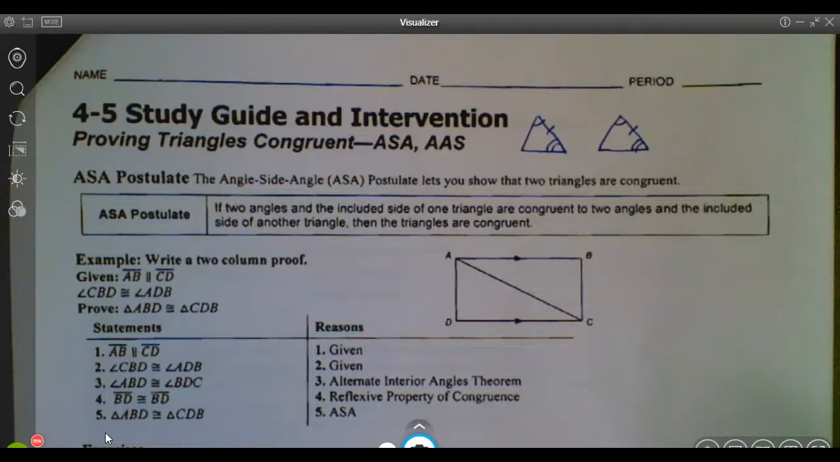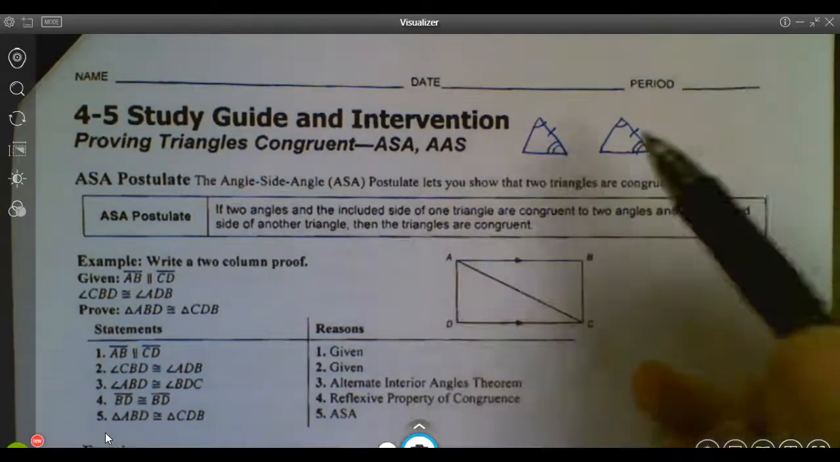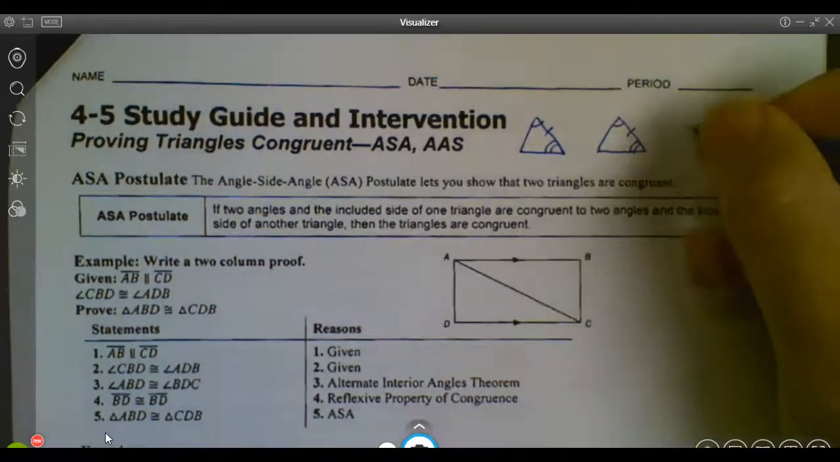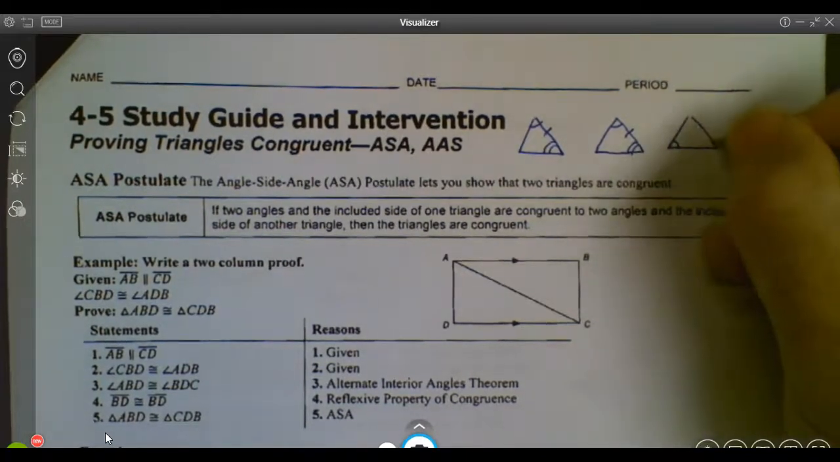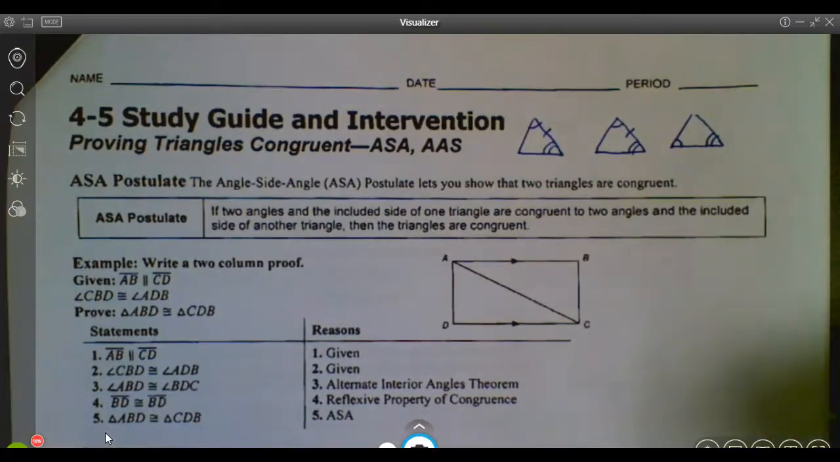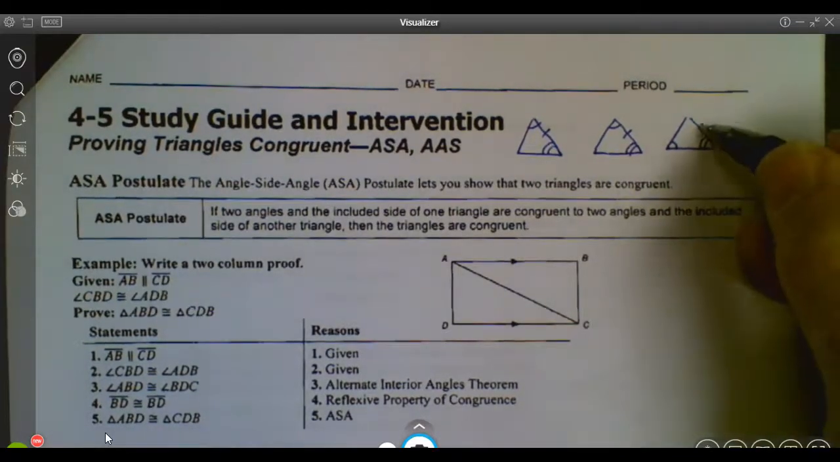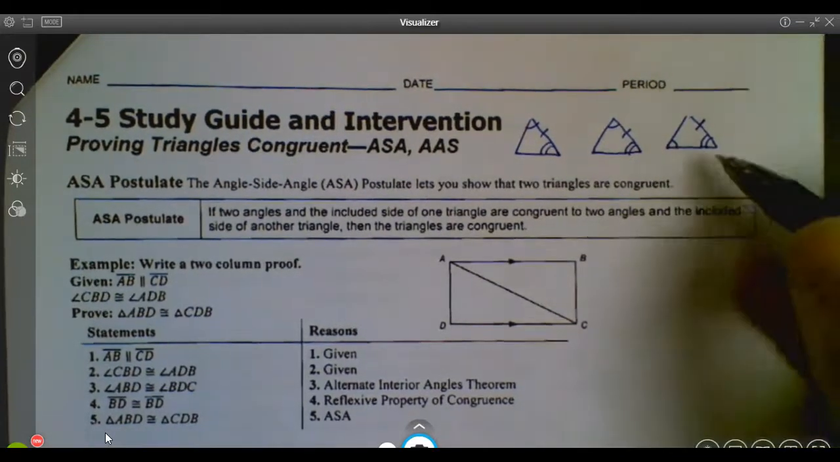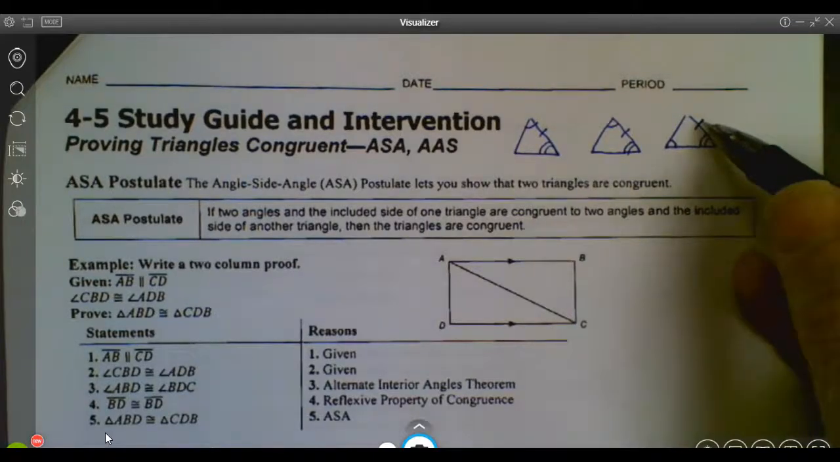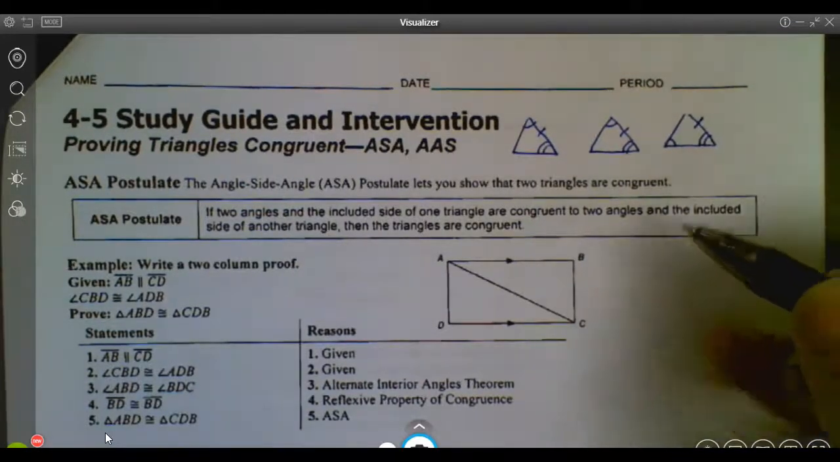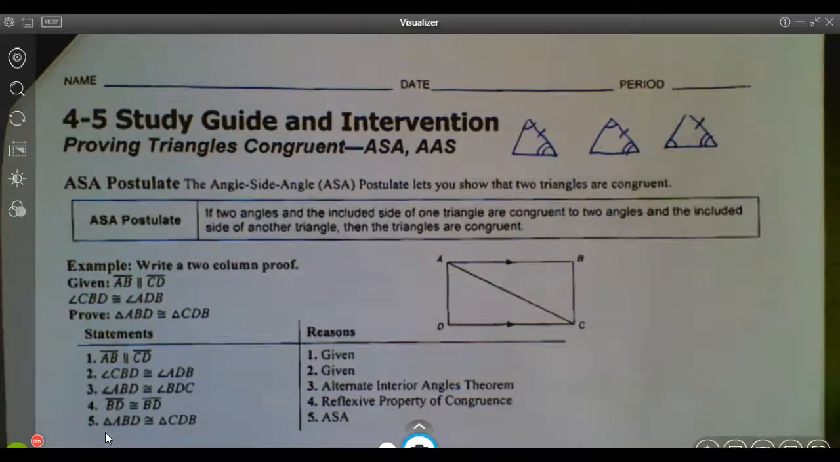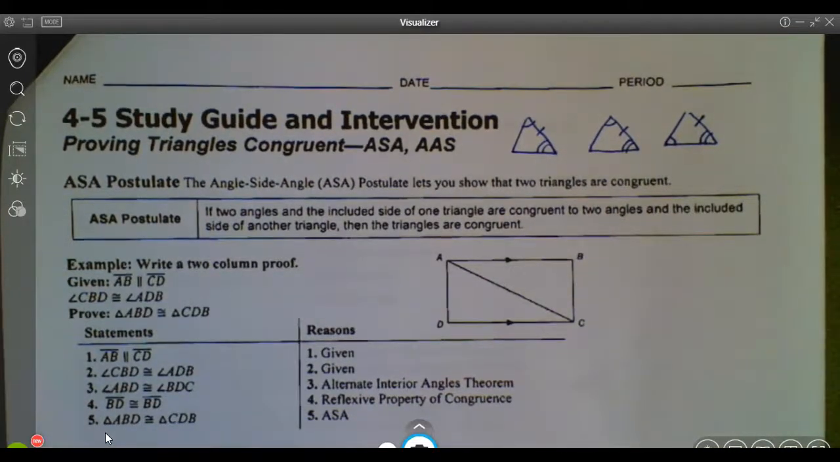Angle angle side would be something like this. So if I had more of, and I'm just going to draw one triangle here, but let's just say I knew this angle on some other triangle. So if I had a side like this that was marked, right, this would now be angle angle side, because now I'm not talking about the side between the angles, right? I'm talking about the side not between the angles, right? So that would be an angle angle side scenario.